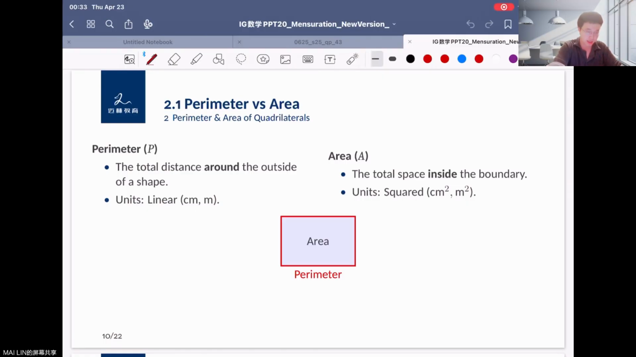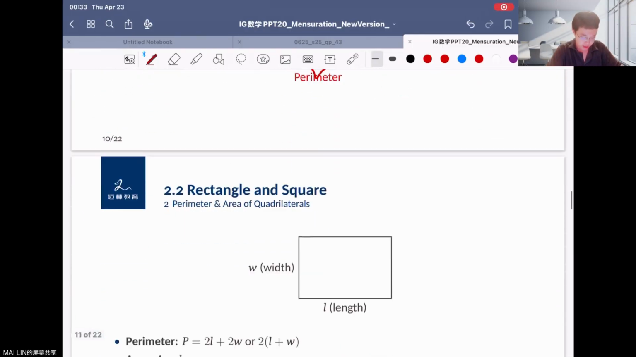For a rectangle, we find the longer lengths and the shorter lengths. The units for this linear measure are centimeters and meters. And for area, we know that it is the total space inside the boundary. So the unit here is square centimeters or square meters. That's not very difficult.